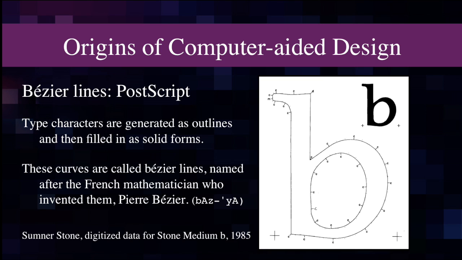PostScript fonts are not just made up of bitmap dots, they are stored as electronic instructions and data. Typed characters are generated as outlines and then filled in as solid forms. These curves are called Bézier lines, named after the French mathematician who invented them, Pierre Bézier. Bézier curves can create complex shapes with smooth endpoints, making them useful for creating letter forms or, as you know them, vector graphics. Page layout programs made possible by PostScript language let designers create complete pages on screen.